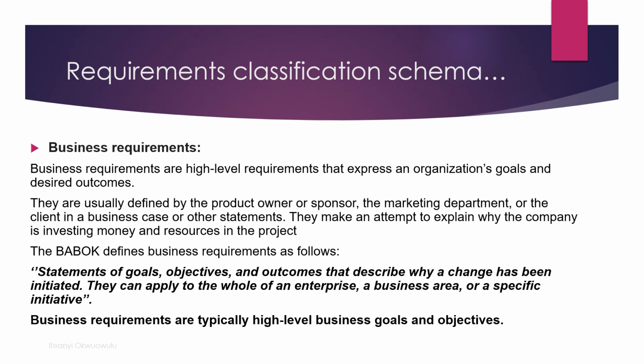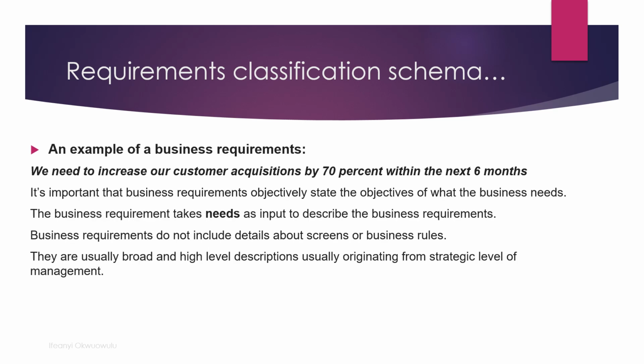So from business requirements, we move to stakeholder requirements. Okay, before that, let me give you an example of a business requirement. This has to do with probably a financial institution or an organization that wants to increase their customer acquisition, and so the business requirement is to say that we need to increase our customer acquisition by 70% within the next 6 months. That's what they want to achieve. You can see that it clearly states the objective of what they want to do.